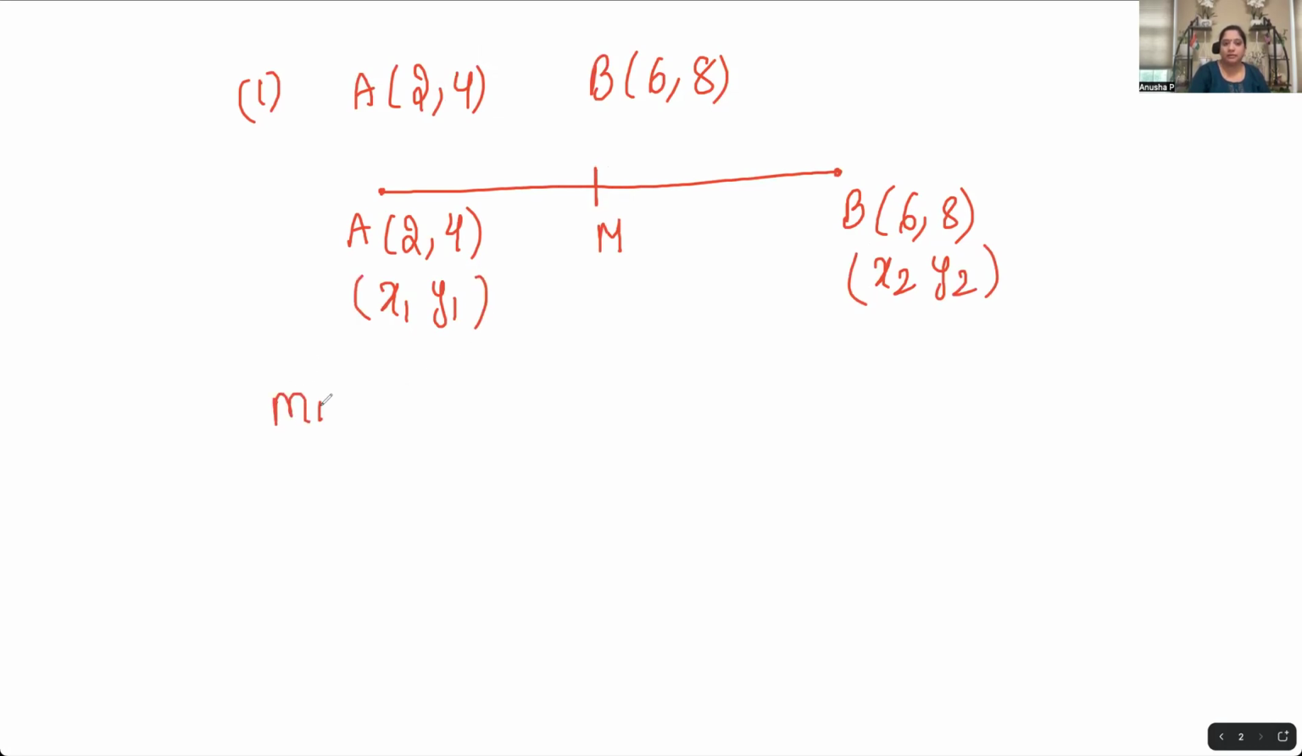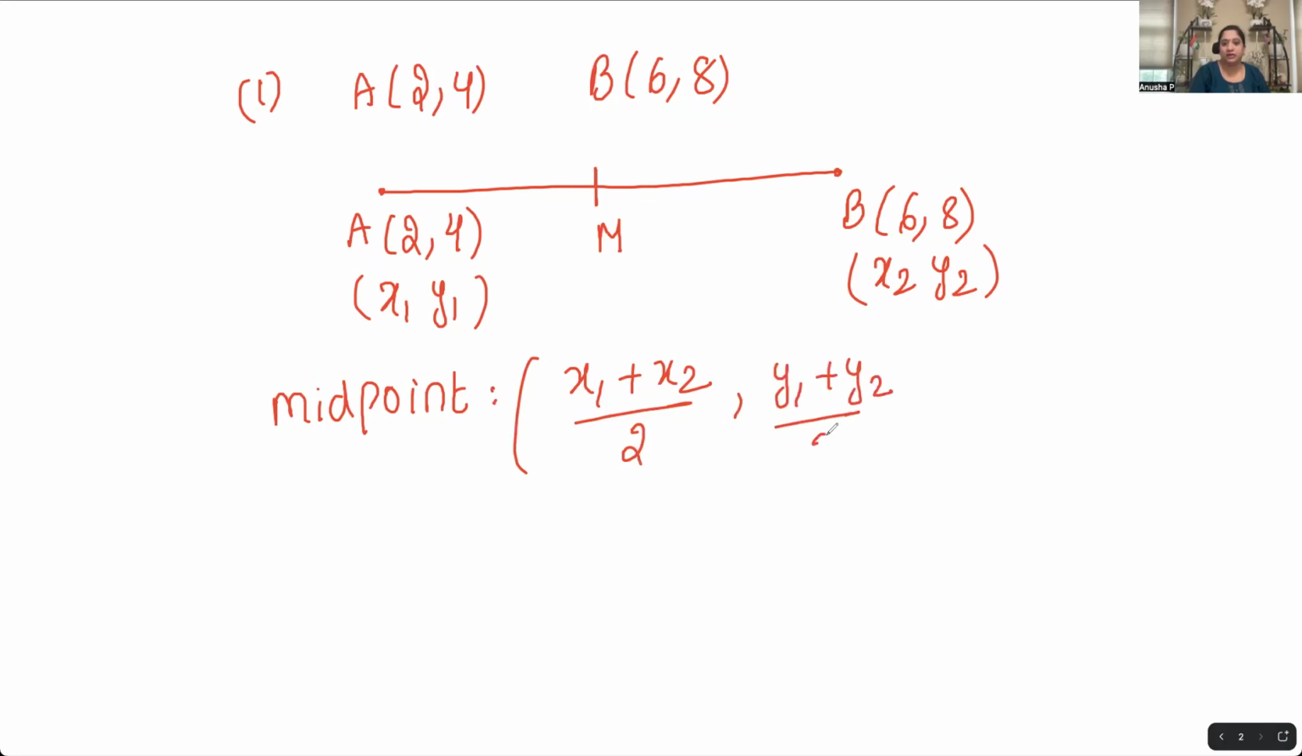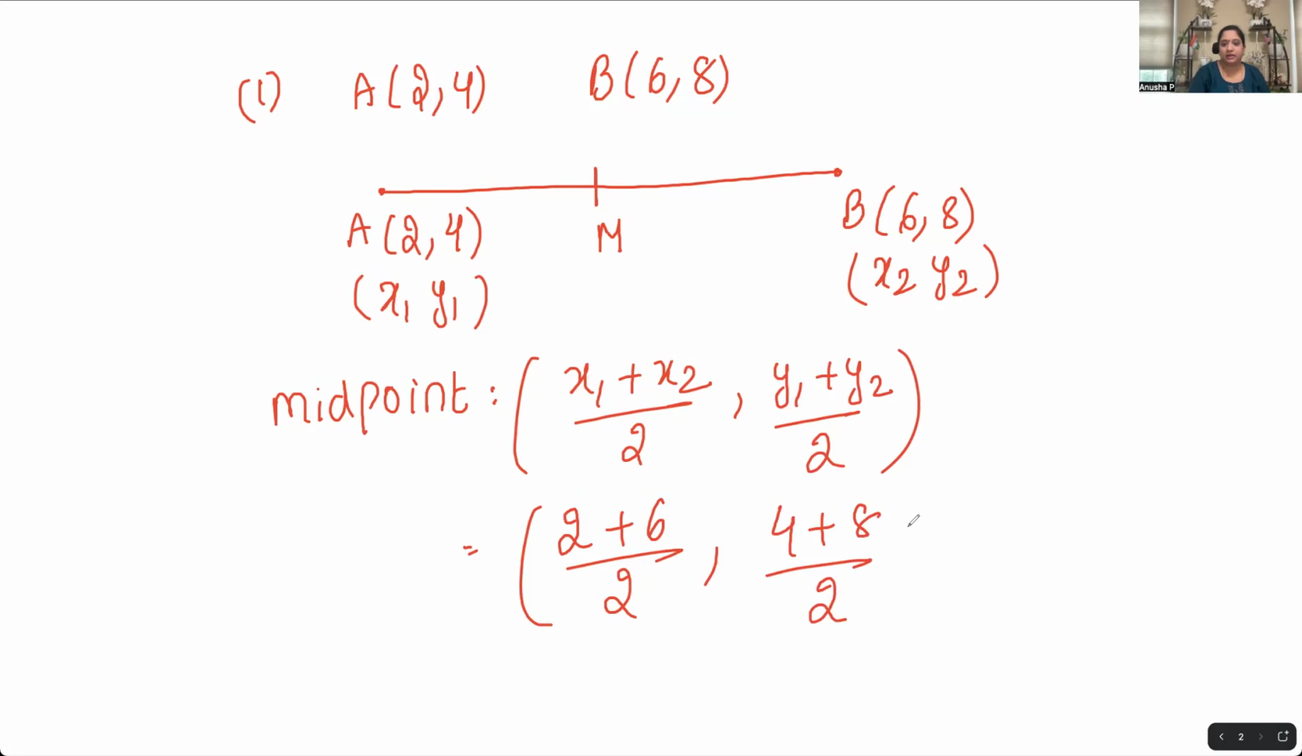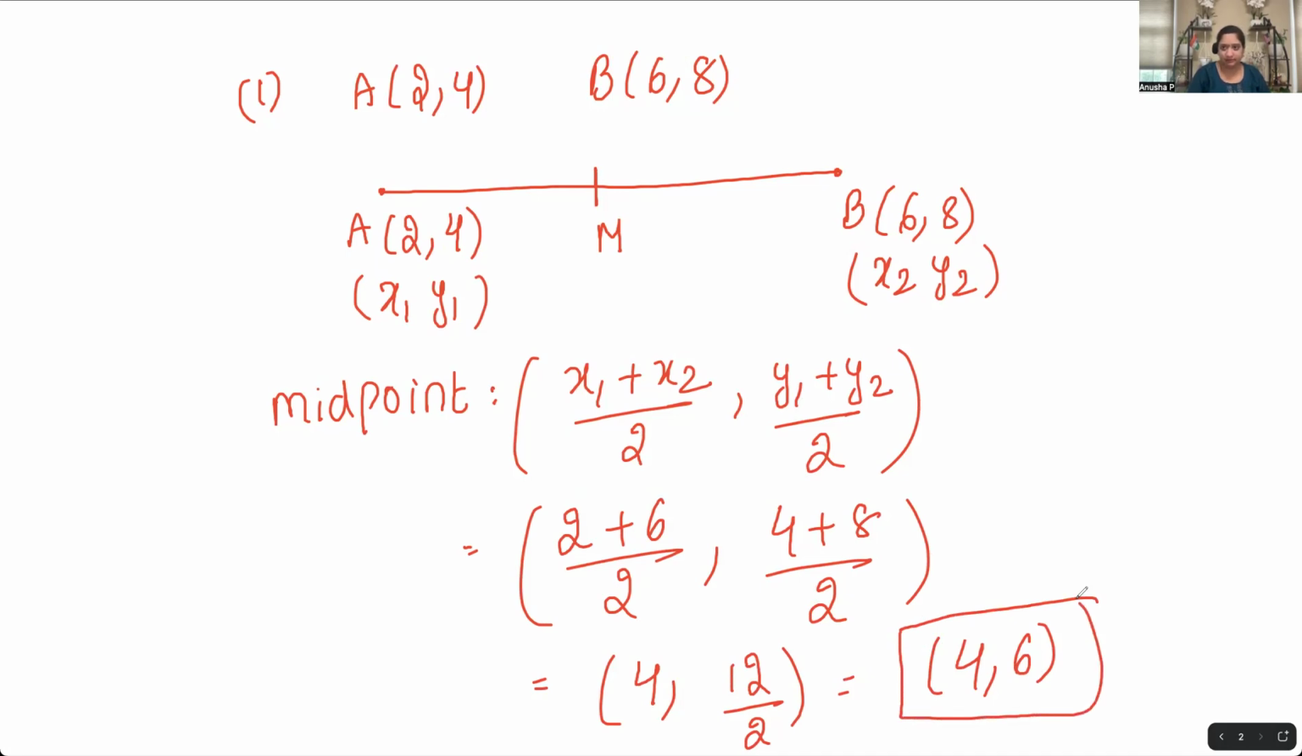Okay. Midpoint is the formula x1 plus x2 over 2 comma y1 plus y2 over 2. What is x1 here? 2, because x1 is 2 and x2 is 6. 2 plus 6 divided by 2 and 4 plus 8 divided by 2. 2 plus 6 is 8. 8 divided by 2 is 4. 4 plus 8 is 12. 12 divided by 2 which is 6. Midpoint M is 4 comma 6. Is it clear?